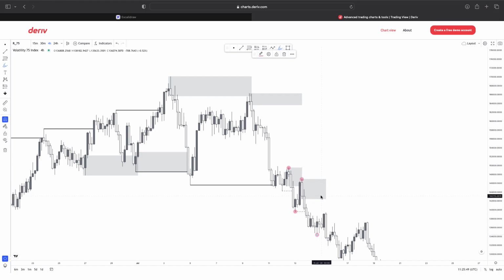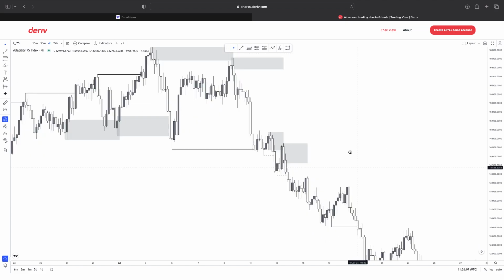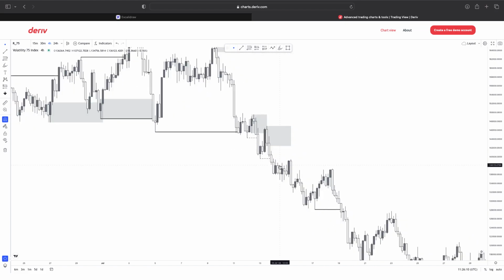So you would identify a supply zone, right? But as you can see here, price never really pulled back all the way to that bearish order block before pushing to the downside. So if you wait for price to do that, you're going to miss out on a lot. You need to patiently wait for price to pull back to your order blocks.